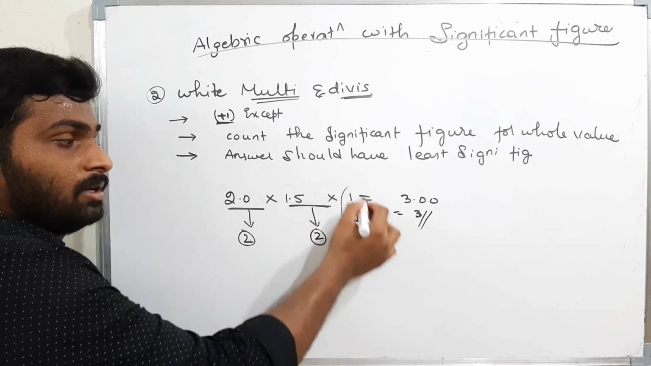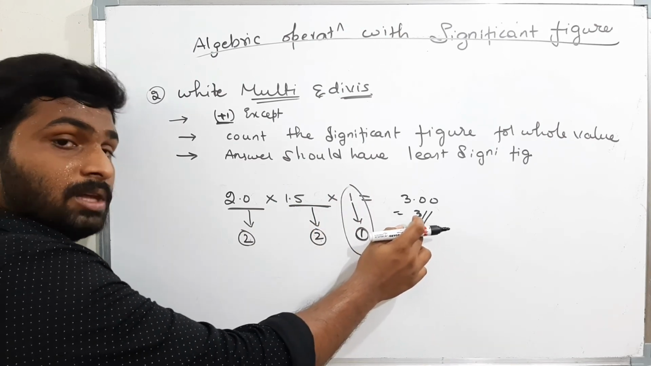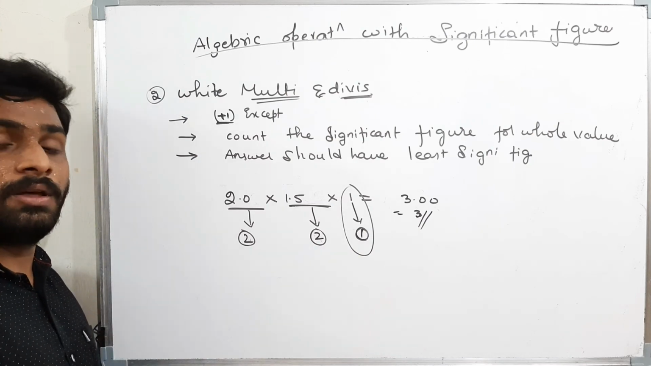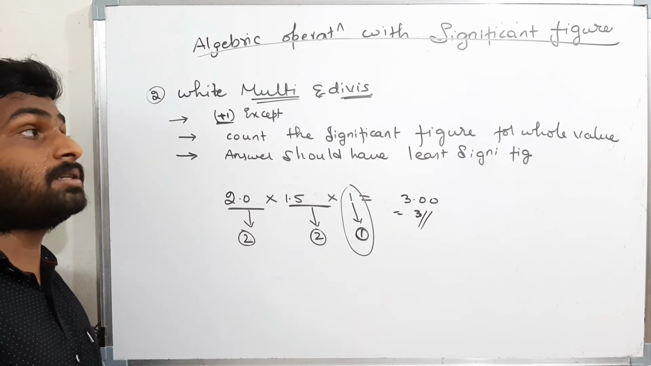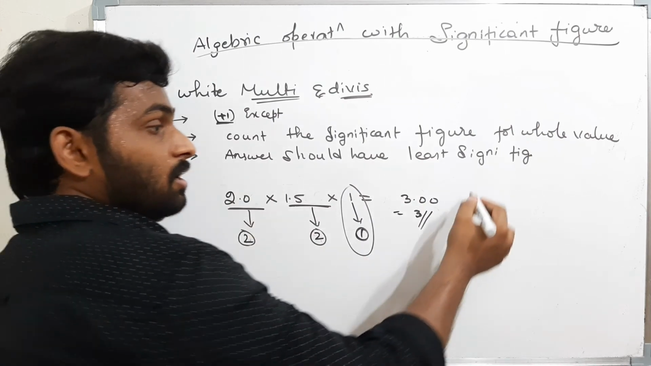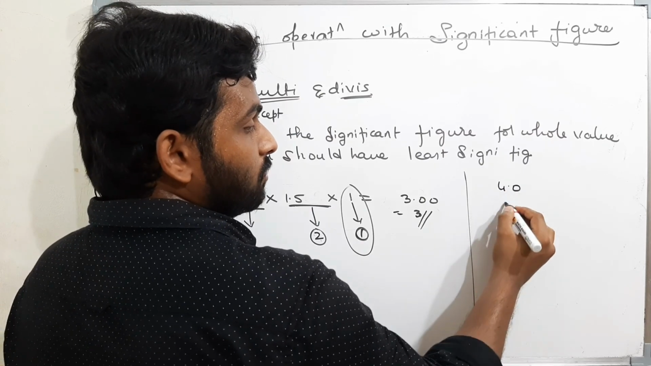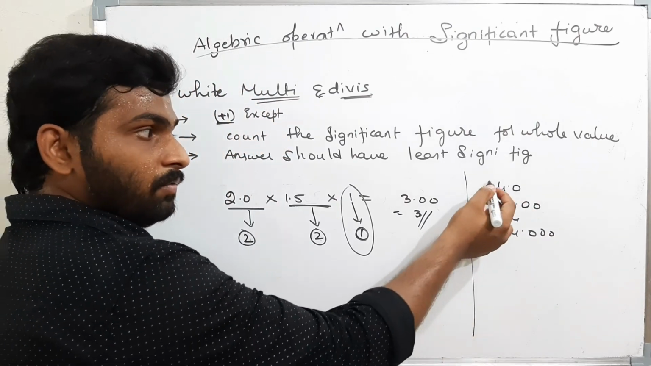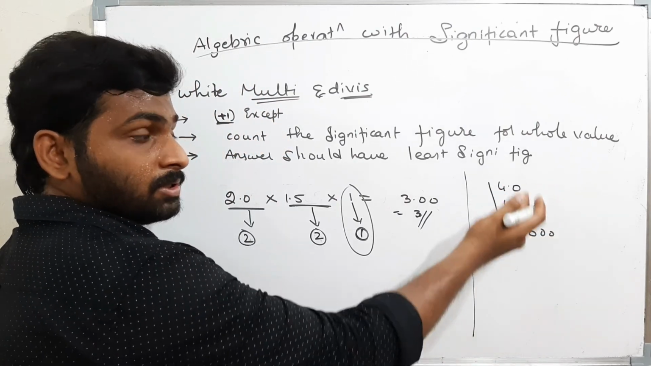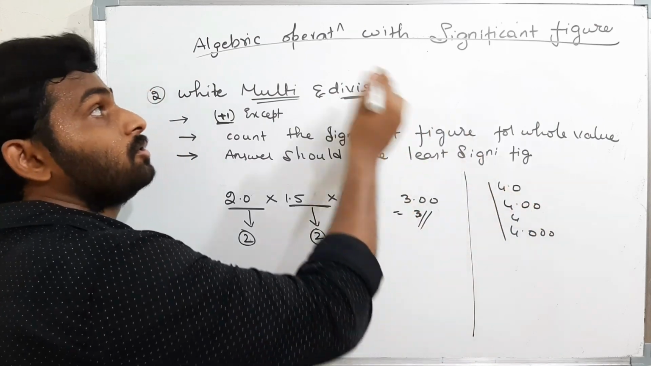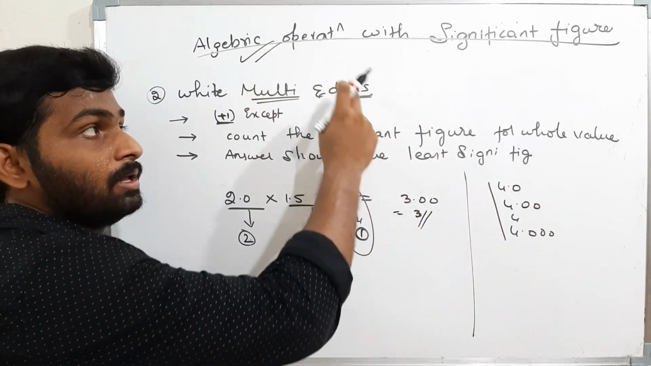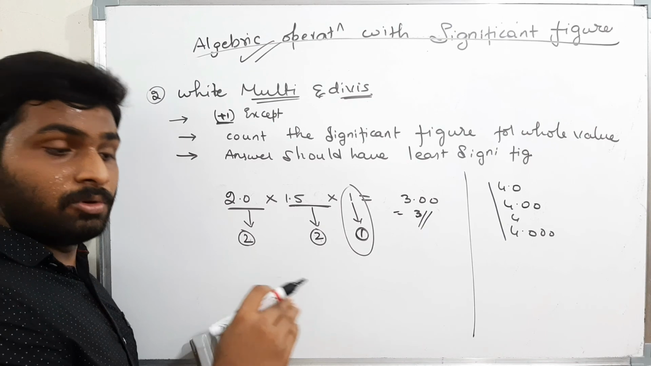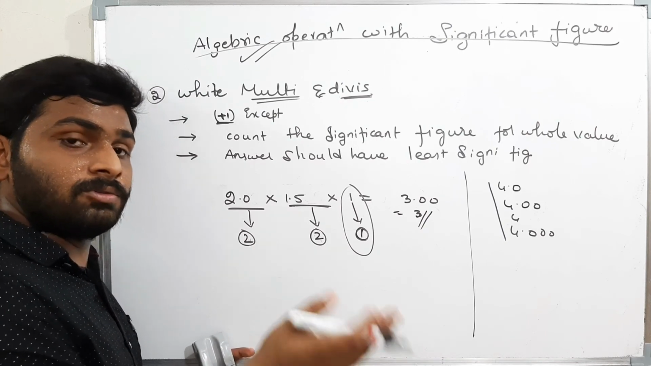That means which is having the least? These are having the least significant figures. Therefore, the answer should have the same significant figures as this. I think this is clear. Algebraic operations with significant figures: addition, subtraction, multiplication, and division. Please remember this. In the options in the NEET exam, they will give like this: 4.0, 4.004, 4.0000. The answer will be 4, but which one? Options will be like this. You have to decide very carefully. For that, you should know these operations. So, try to understand them. Do the problems by yourself. Create the problems by yourself and solve them.